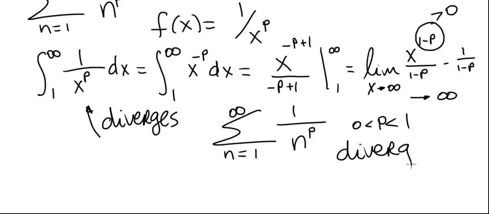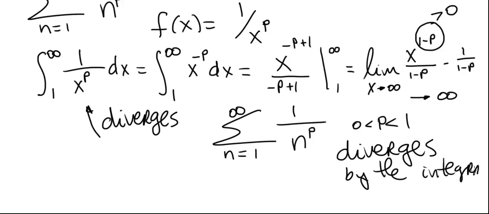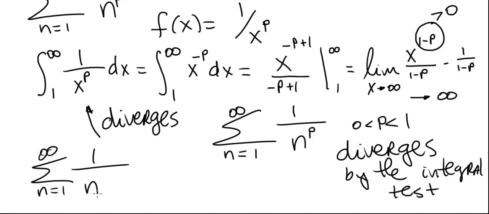this series diverges by the integral test. And so in conclusion, any series of the form n equals 1 to infinity of 1 divided by n to the p, where p is greater than 0, less than or equal to 1, diverges. When p is 1, it's the harmonic series. When p is strictly between 0 and 1, we just derived that result.